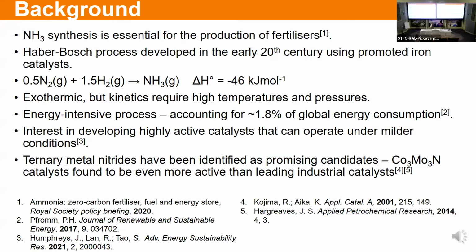So there are potentially very large gains to be made in developing catalysts that are highly active but can operate under much milder conditions. And to this end, ternary metal nitrides have been identified as promising candidates, as I mentioned, from the really good experimental work from our colleagues in Glasgow. In particular, the cobalt molybdenum nitride and iron molybdenum nitride catalysts have been found to be very active, and the results show even more active than some of the leading industrial catalysts when suitably promoted.